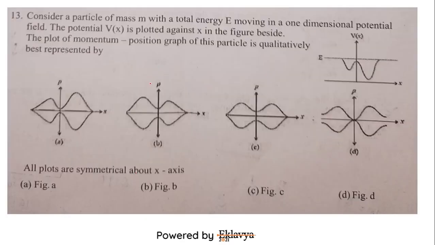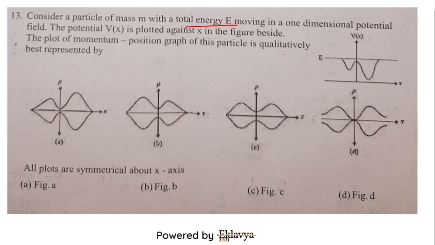Okay, next question is something for which you don't even have to move your pen. You can observe and answer. Let me tell you how. So it is given that the particle has a total energy E and it is moving in a potential field. The potential function is plotted against X.